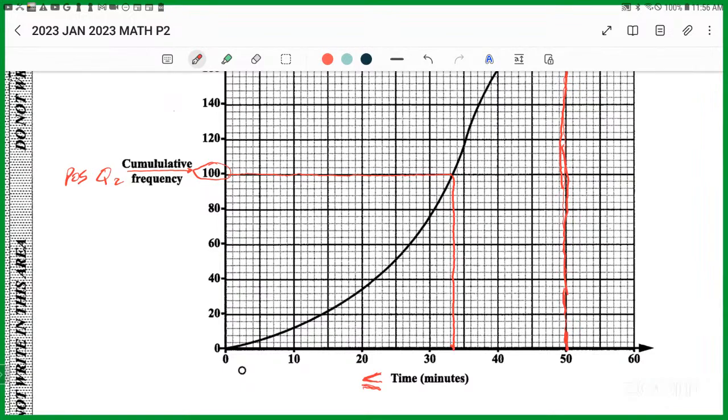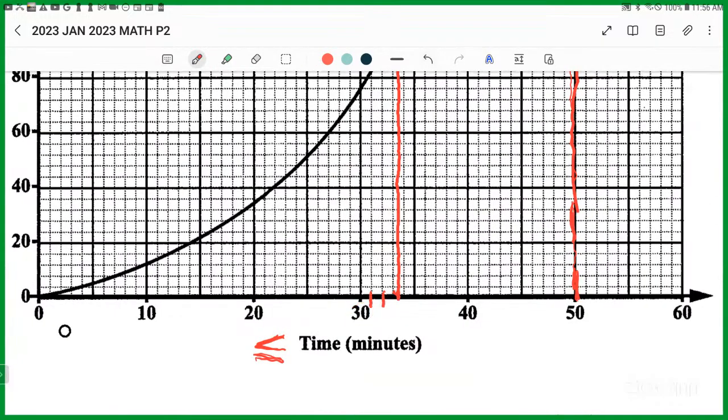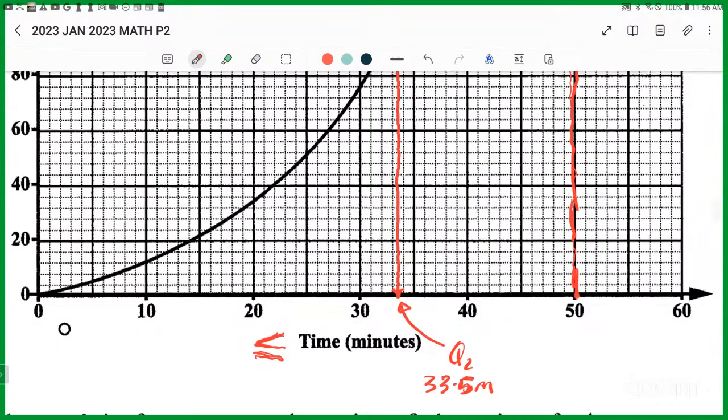That is the median time right there. Remember the scale, that's 30, 31, 32, 33, 33 and a half. Like we did that earlier. That's 33 and a half. So this is Q2, which is 33.5 minutes. So that is approximately the median time.